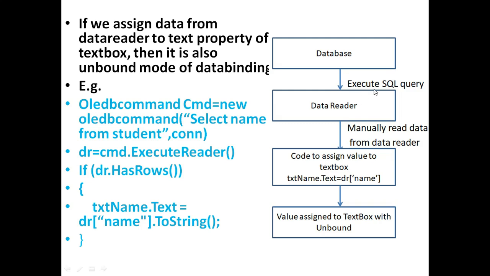From database, we execute an SQL query to the data reader. We manually read the data from the data reader and we'll write a code to assign the value to the text box. Here, value is assigned to the text box with unbound mode.